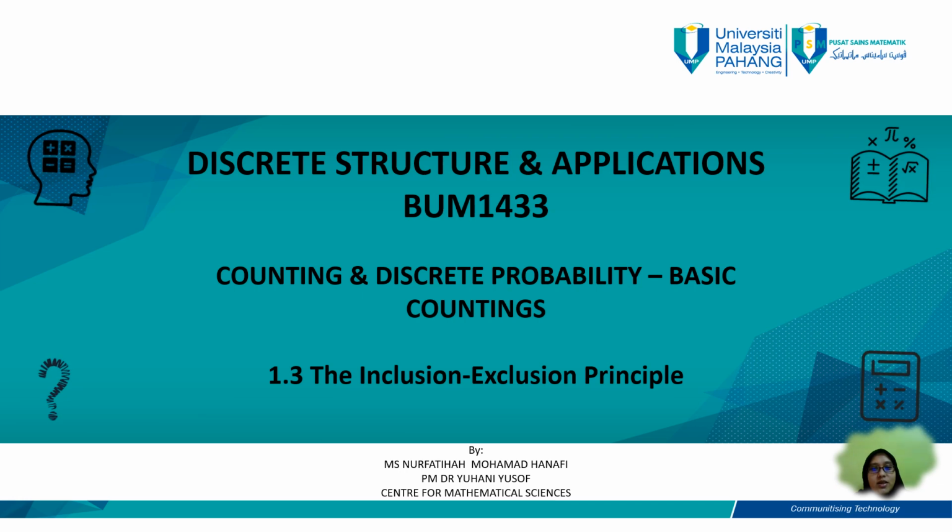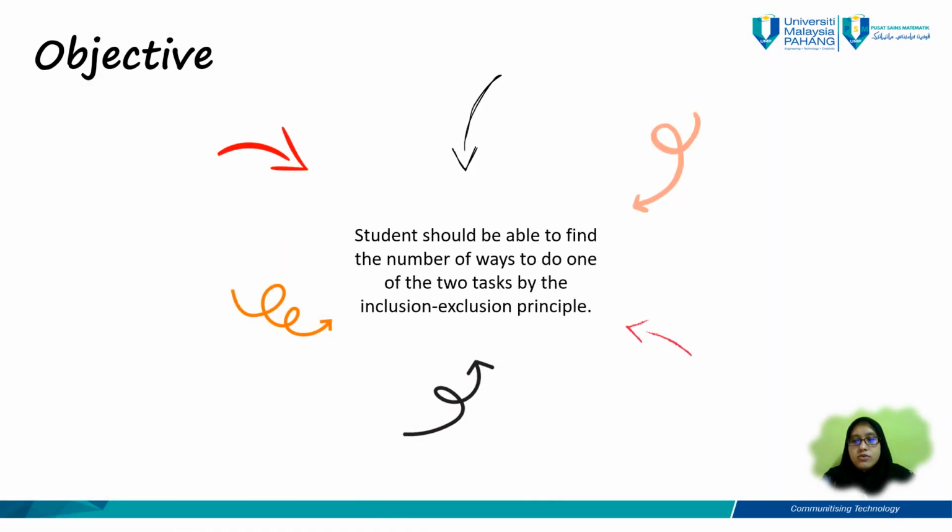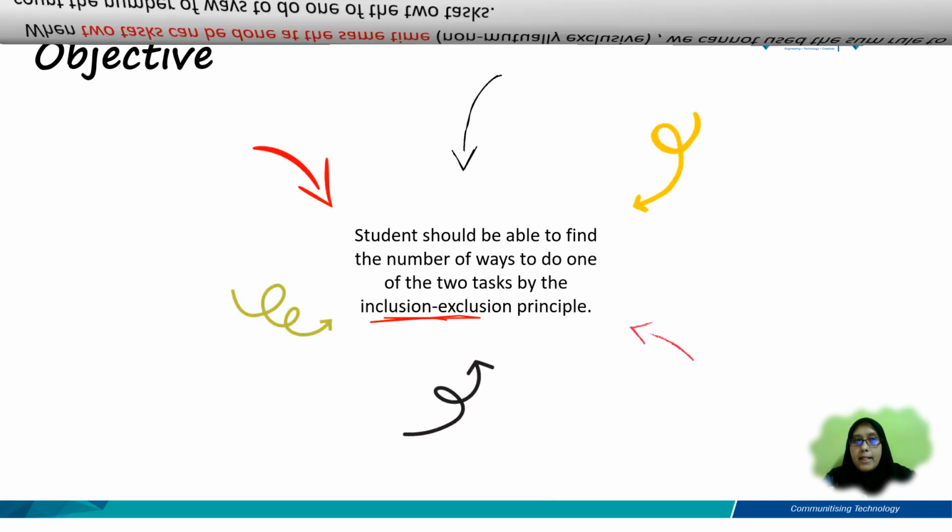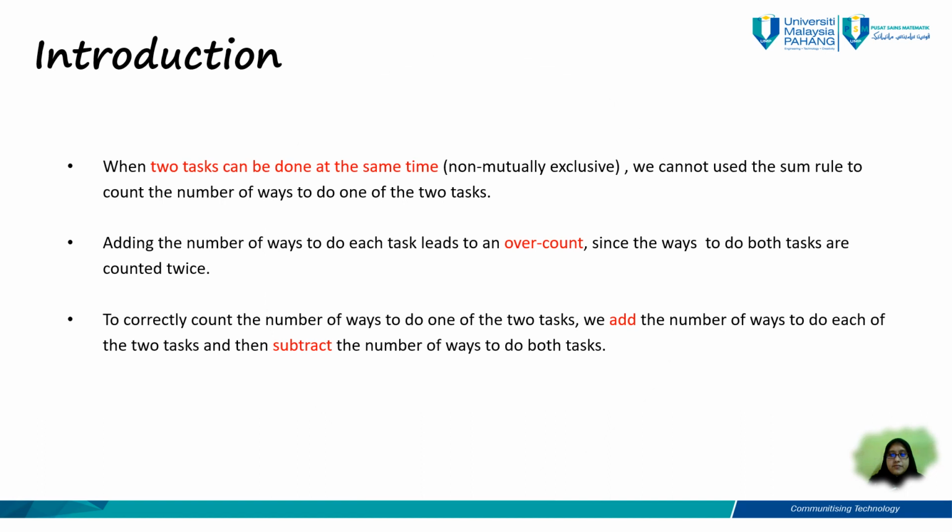So in this video, I would like to discuss subtopic 1.3, the inclusion and exclusion principle. The aim of this subtopic is that, at the end of the lesson, everybody should be able to find the number of ways to do one of the two tasks by the inclusion and exclusion principle. Okay, so let's start with the introduction first.